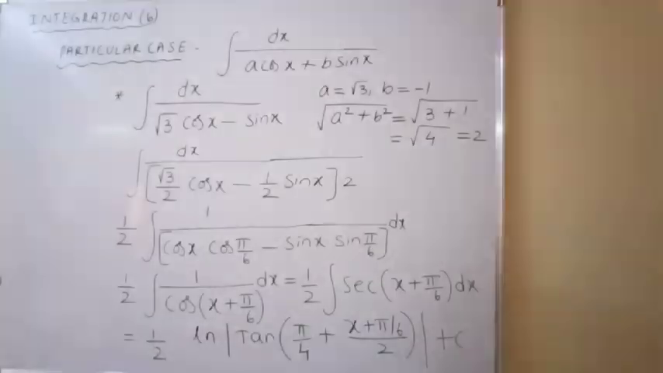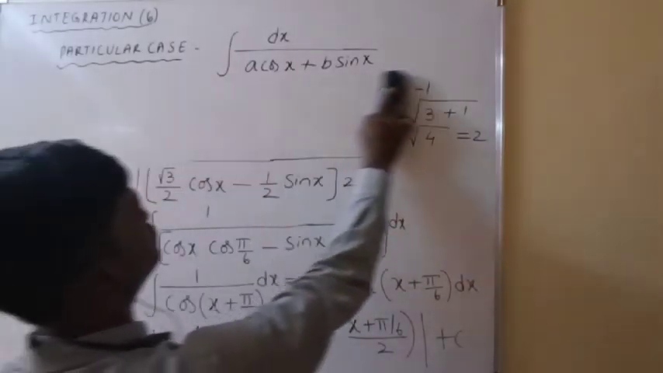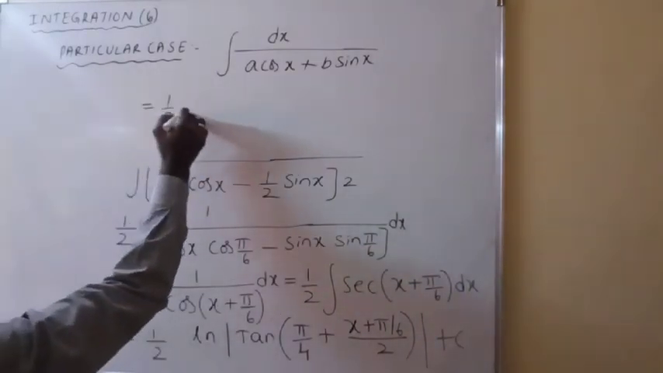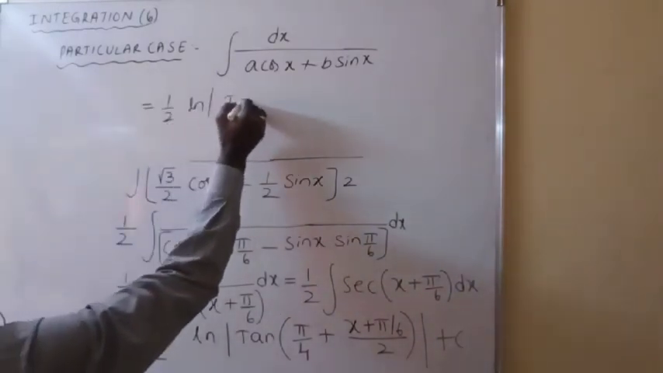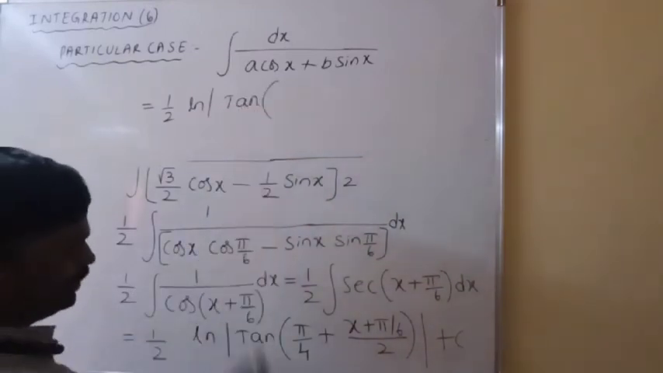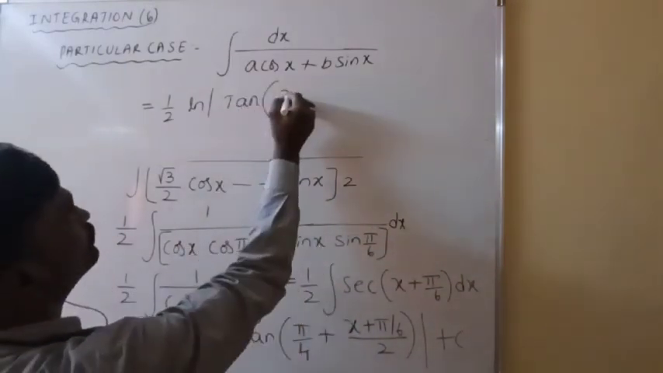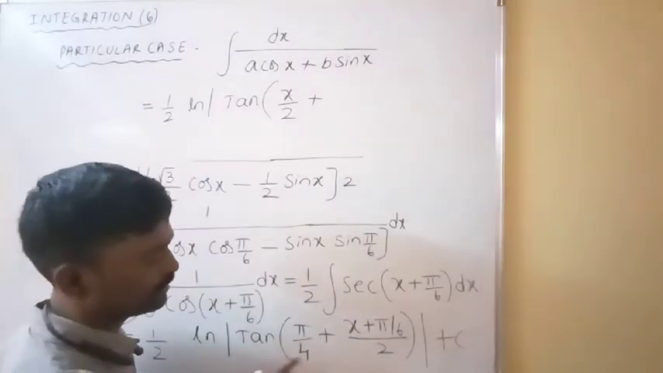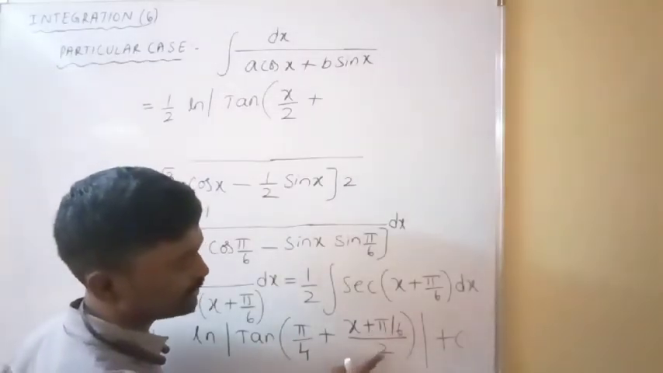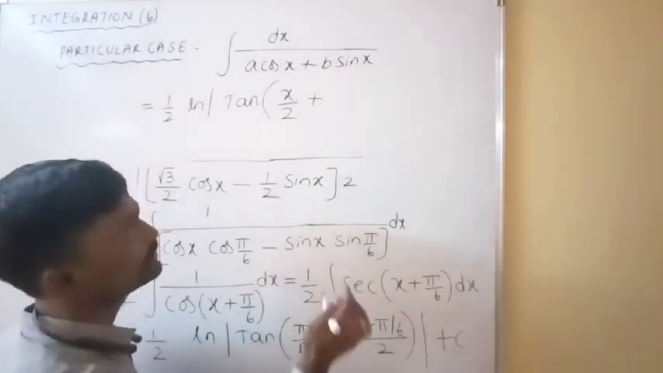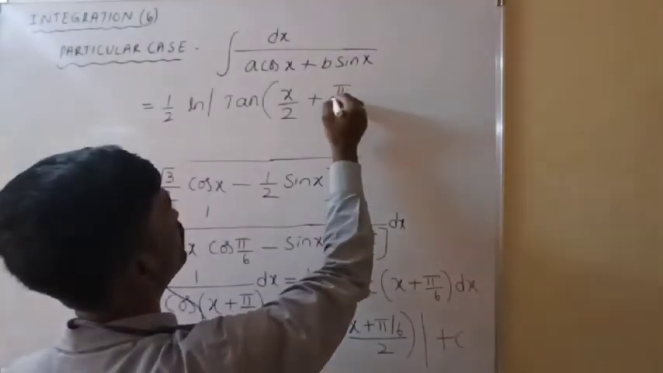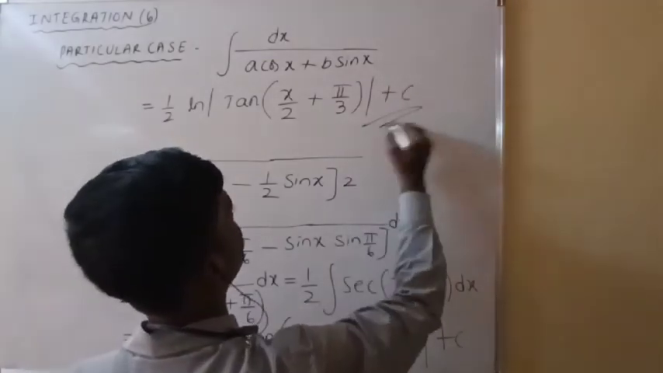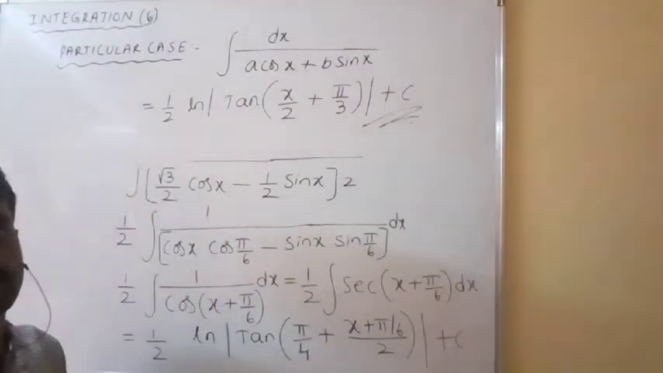Further, if you simplify that, what will you get as the answer? 1 by 2 ln of mod tan of, here x by 2 plus pi by 4, which is 45, and pi by 6 is 30, and 30 by 2 is 15. So 45 plus 15 is how much? 60. 60 means pi by 3 radians, plus c. So that is the answer.